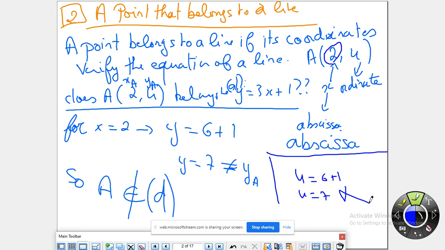So to verify that a point belongs to a line, I need to replace the coordinates of A in the equation of the line. I need to replace x and y by their values. If I get the right answer, it means it belongs. If I get the wrong answer, it doesn't belong. Or I can replace x and find y. If I get the same y, it means it belongs. If I don't get the same y, it means it doesn't belong.